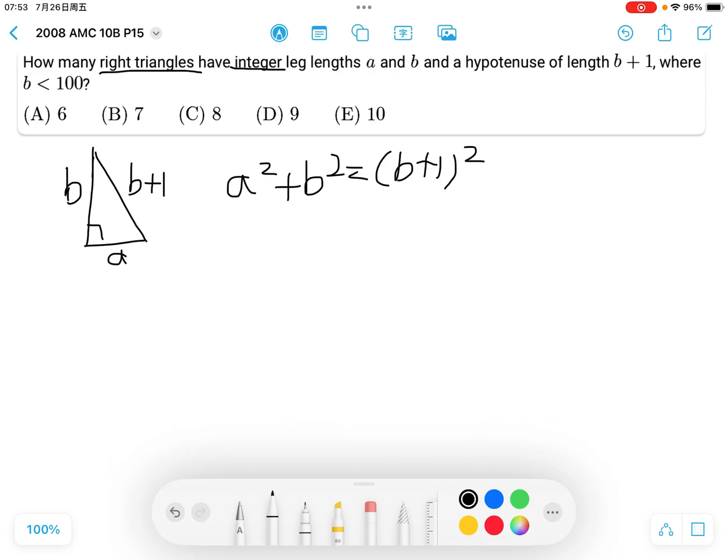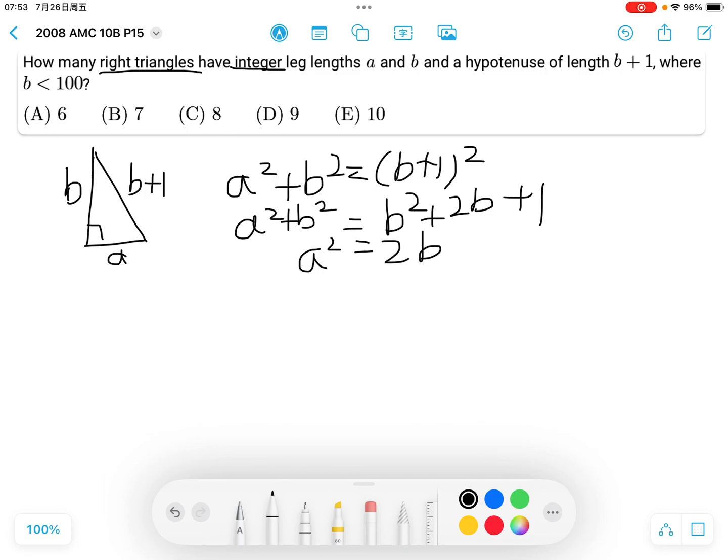So if we expand b plus 1 squared, we have b squared plus 2b plus 1. If we cancel out b squared from both sides, we have a squared equals 2b plus 1. And since b is an integer here, 2b plus 1 has to be a perfect square.